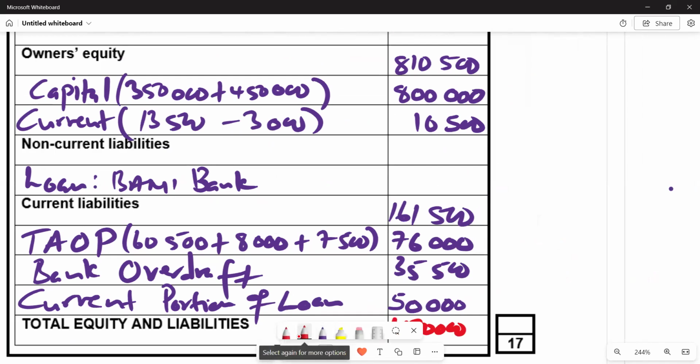So we are saying 198,000 will come here. And since other than that we only have the loan, it automatically means this figure is the same figure that is supposed to come here. So this is what we have done, according to the preparation of a balance sheet extract, particularly on the equity and liability section.